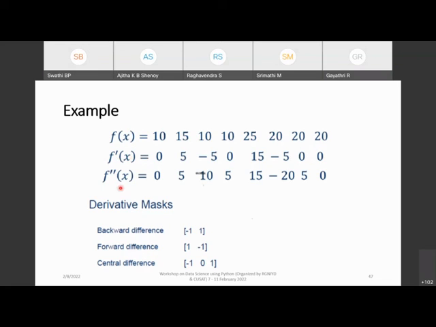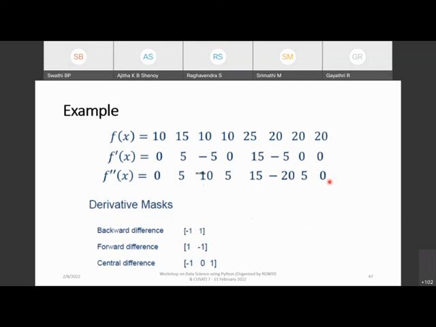Similarly, I can find f double dash x. To find f double dash x, I require f dash x. Here the initial value I will put as 0 only, because there is no backward value. For 5, the difference is 5 minus 0, that is equal to 5. Minus 5 minus 5, that is equal to minus 10. 0 minus minus 5 is 5. 15 minus 0 is 15. Minus 5 minus 15 is equal to minus 20. 0 minus minus 5 is equal to 5. 0 minus 0 is equal to 0.